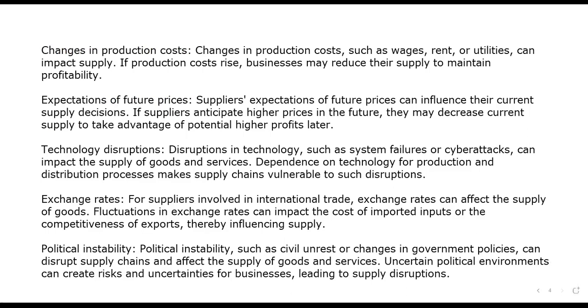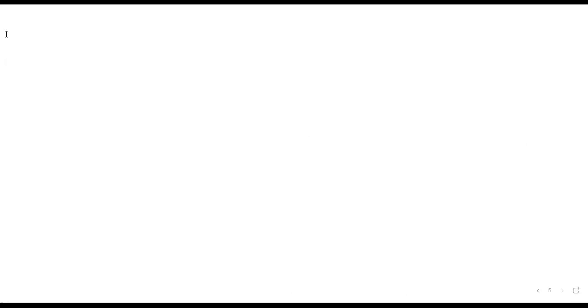Now, if left alone, consumers and suppliers have irrational behavior. The consumers are always demanding for more.